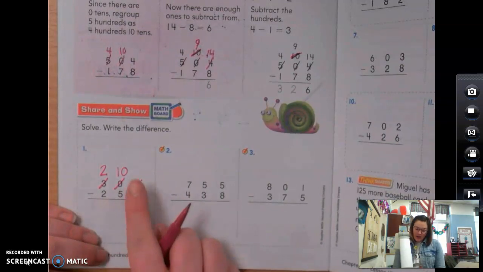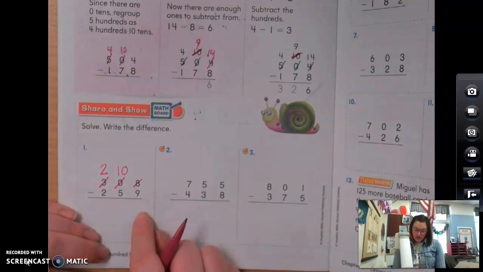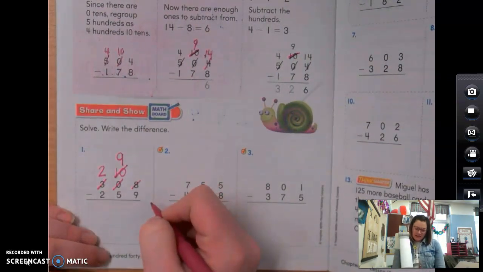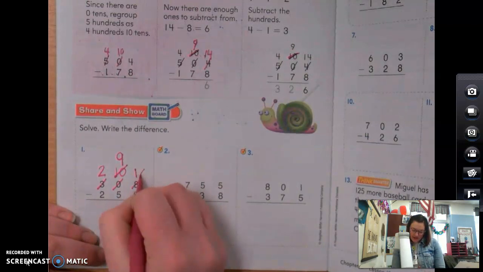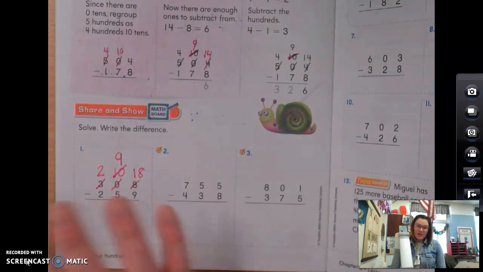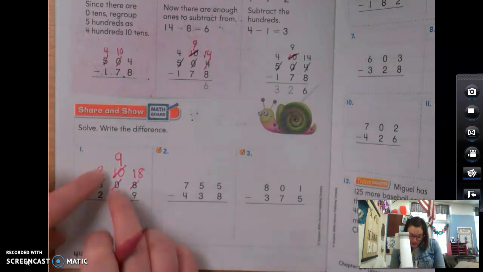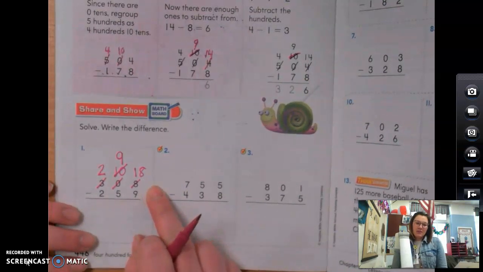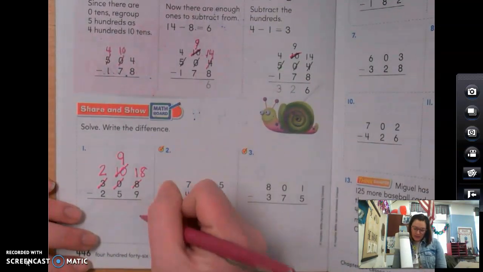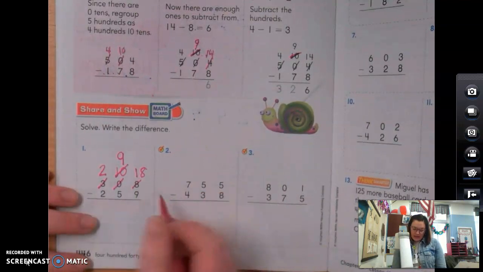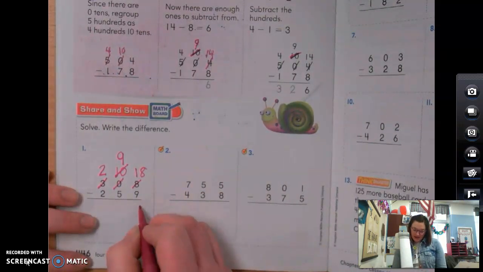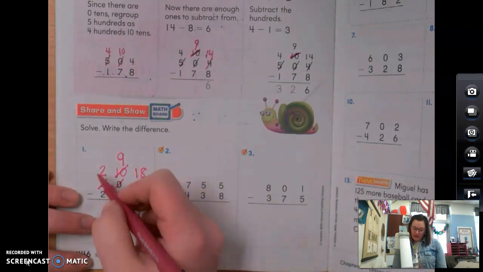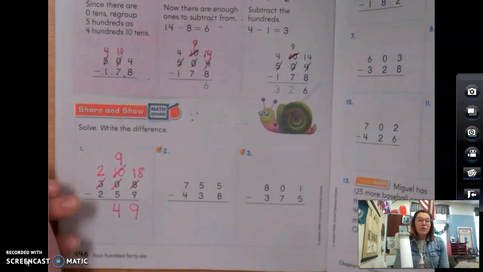I still don't have enough ones though. So I have to cross out the 10 and make it a 9. And then now I can make this 18, because I'm taking one of the 10 tens and moving it over to the ones place as 10 ones. And so now I have 18, and I can subtract 18 minus 9, and that is 9. 9 minus 5 is 4, and 2 minus 2 is 0. So the answer would be 49.